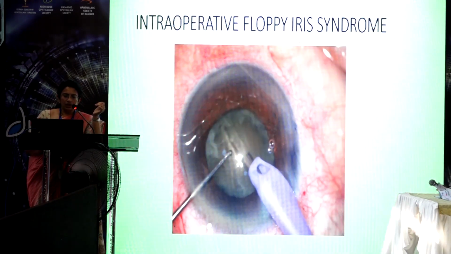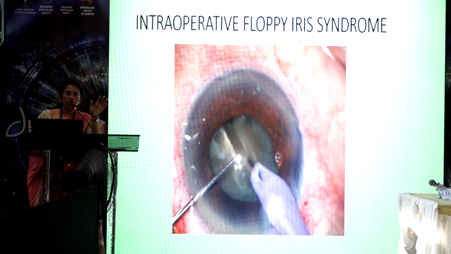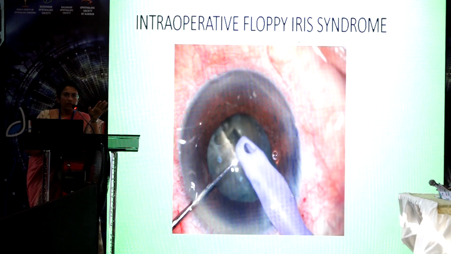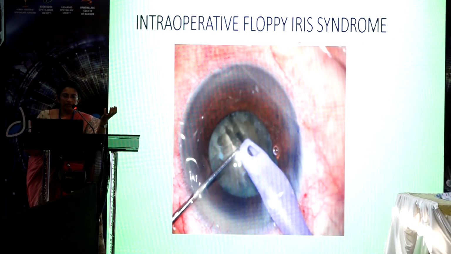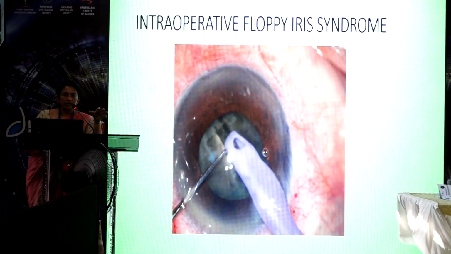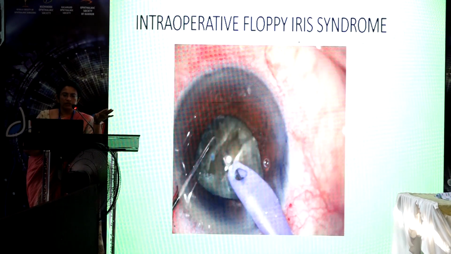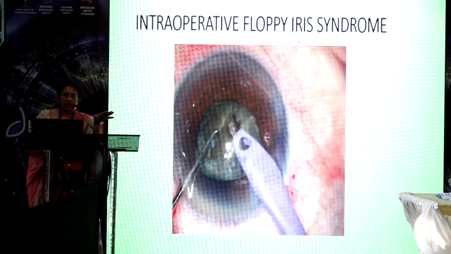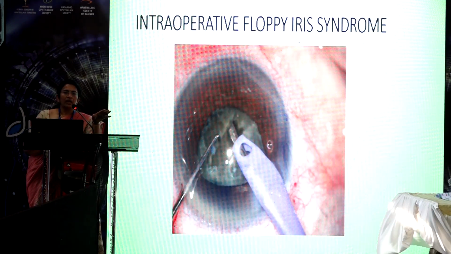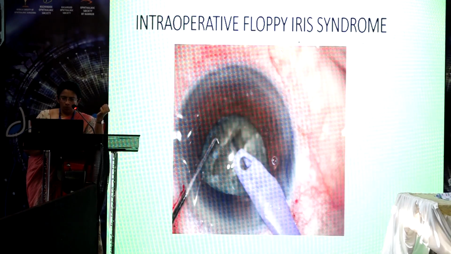And see, as now I am proceeding with phaco with normal parameters. The bottle height is usual, the aspiration flow rate is usual. So see, you can see the fluttering and floppiness of iris. Now what I did is I reduced the phaco parameters, that is aspiration flow and the bottle height. See, now the chamber became stable and the iris stopped fluttering and coming to the probe.